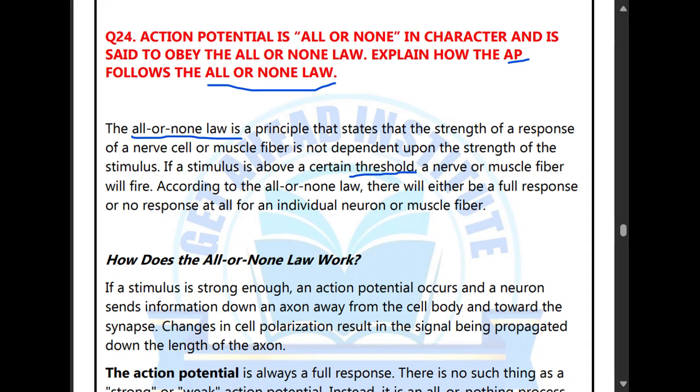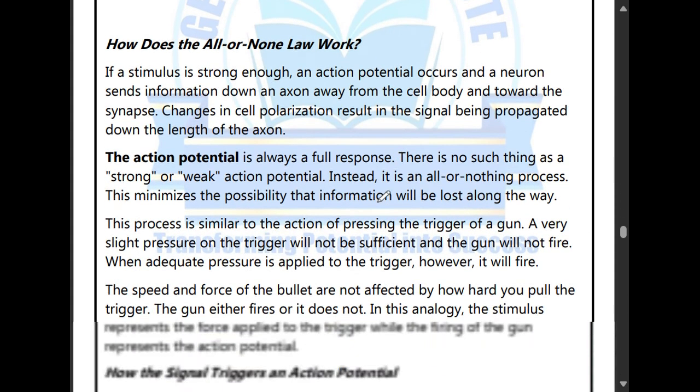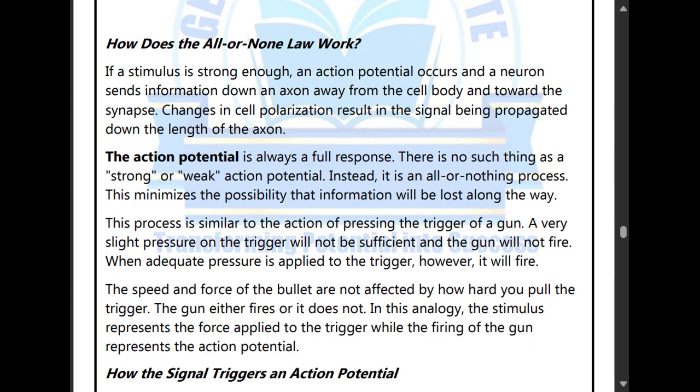Okay, now how does this all or none law work? If a stimulus is strong enough, an action potential will happen, and a neuron will be able to send information down the axon away from the cell body and towards the synapse. Okay, and you'll find that the changes in cell polarization will result in the signal being propagated down the length of the axon.